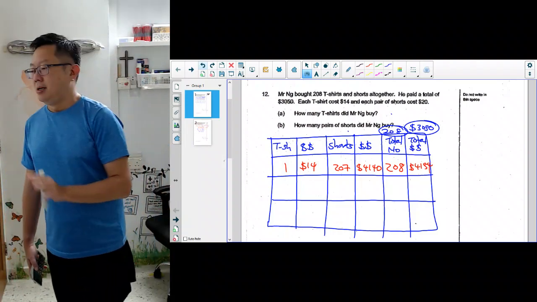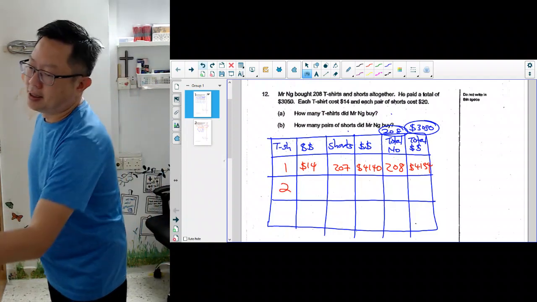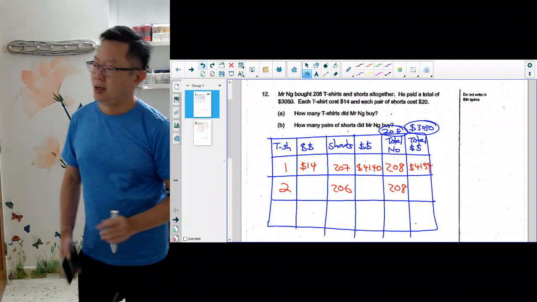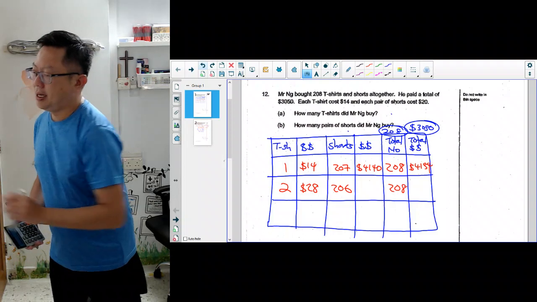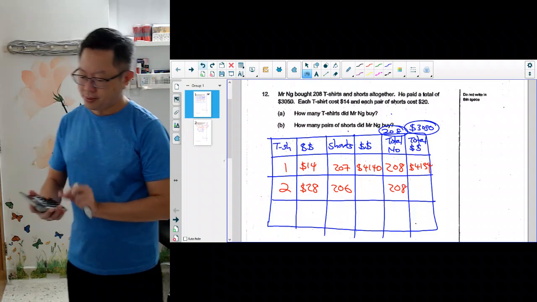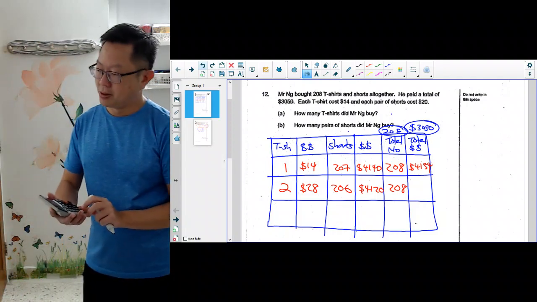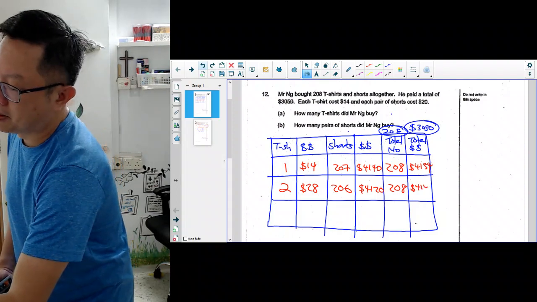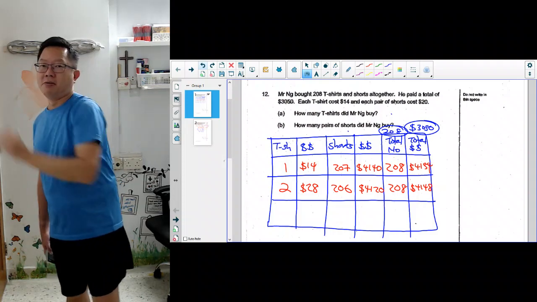Okay, what's the second row? Now, you start with one t-shirt, so the second row, you have two t-shirts. And total is still 208, you minus 2, you will get 206 pairs of shorts. So how much is two t-shirts? So 14 times 2, that will be $28. And how much is 206 shorts? So 206 times 20. And you will get $4,120. And plus the $28, and you will get the total cost, which is $4,148. Okay, so third row must get the answer already. If you still can't get the answer, then there's something wrong with your numbers.